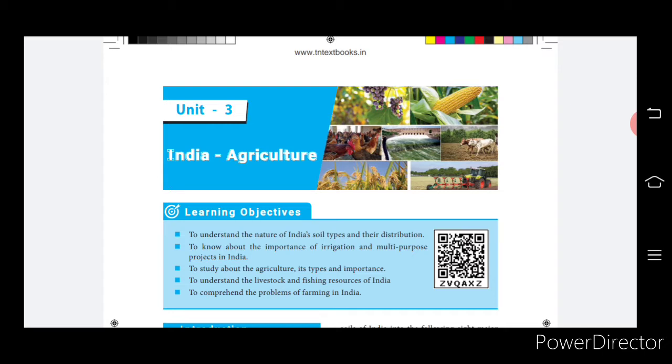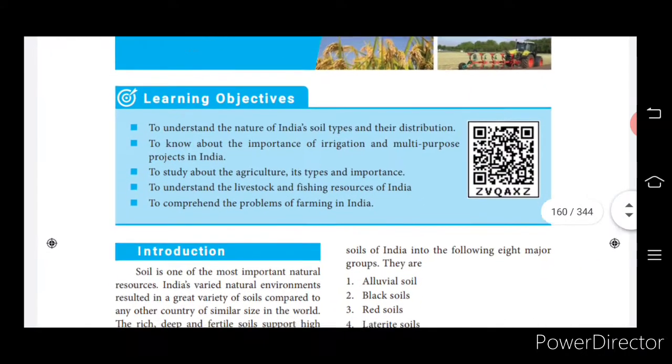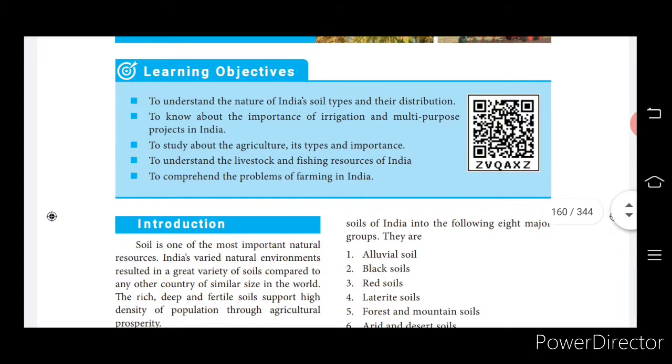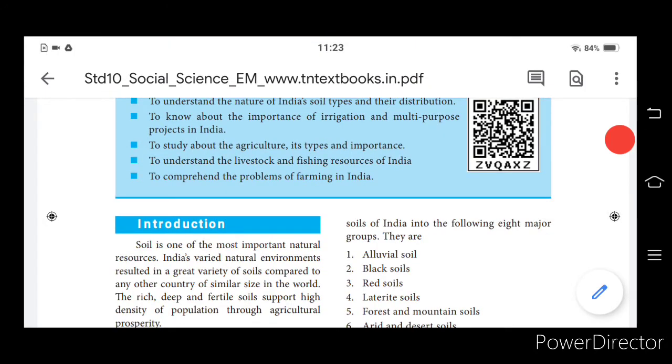Welcome to online class. Today I am going to teach you about the lesson India Agriculture, Unit 3. Last week you would have studied about the climate and vegetation of India. Now today you are going to learn about the agriculture of India. Okay? So just see the learning objectives. Look at the learning objectives, children.